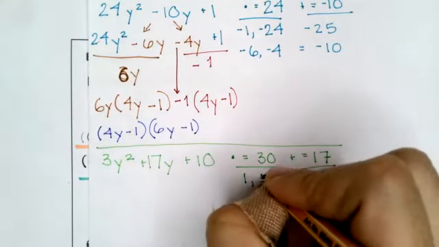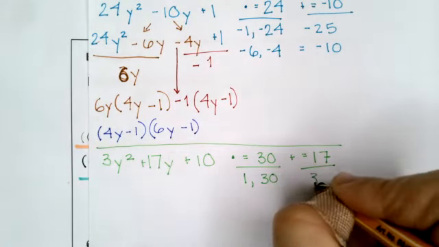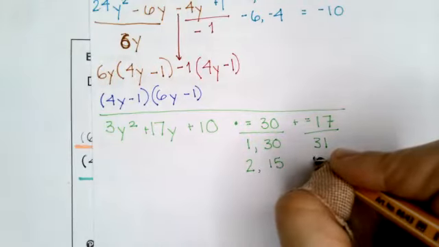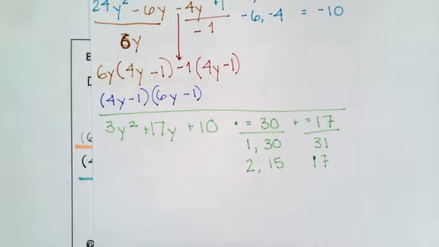You have 1 and 30. 1 and 30 become 31. You have 2 and 15. Ooh, that's nice. 2 and 15 becomes positive 17. We're done.